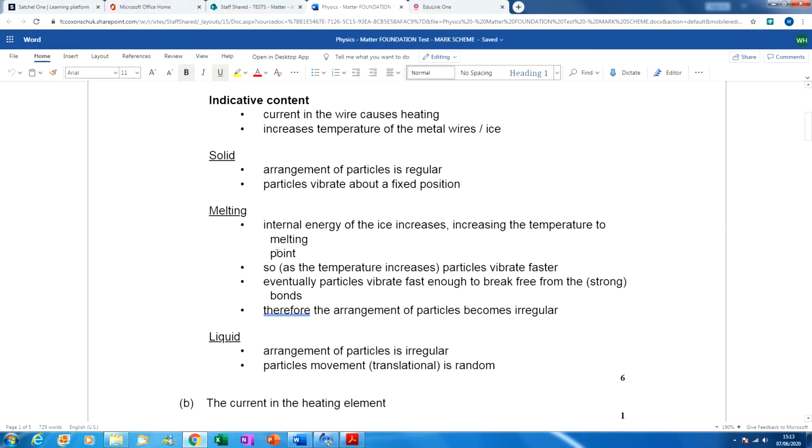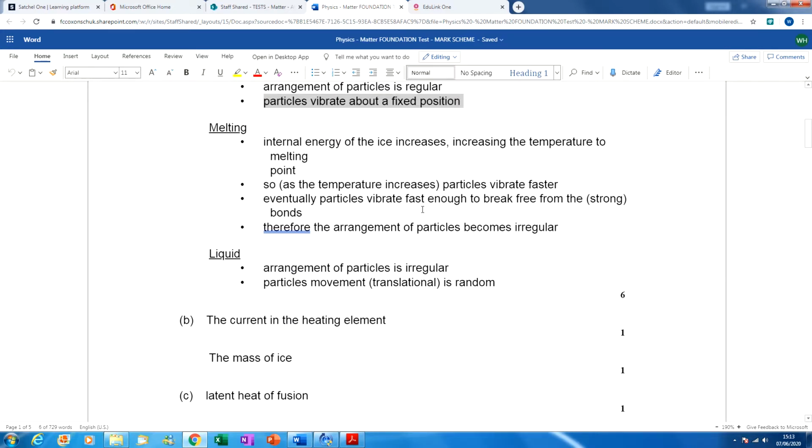So current in the wire causes heating. I didn't highlight that, so that's something I could add in. Increases temperature of the metal wires and the ice. I did say that. Arrangement of the particles is regular. I said ordered. That's two words for the same thing. Particles vibrate about a fixed position. I said that. In terms of melting, they have said that the internal energy of the ice increases, and that increases the temperature to melting. So the internal energy is important to understand.